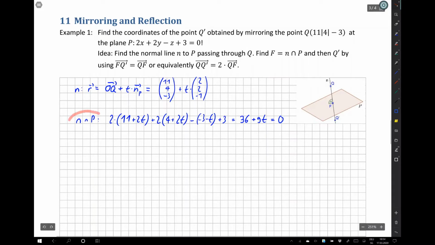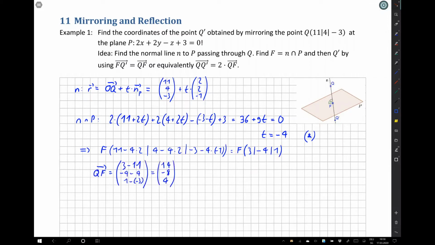Intersecting the normal line with the plane P, we get this expression, so we get in the end 36 + 9t = 0, and hence t = -4. Let me mark this point here with a star, so I can refer to it later. We find the coordinates of the point F by inserting t = -4 into the equation here, and we find in the end F is (3, -4, 1).